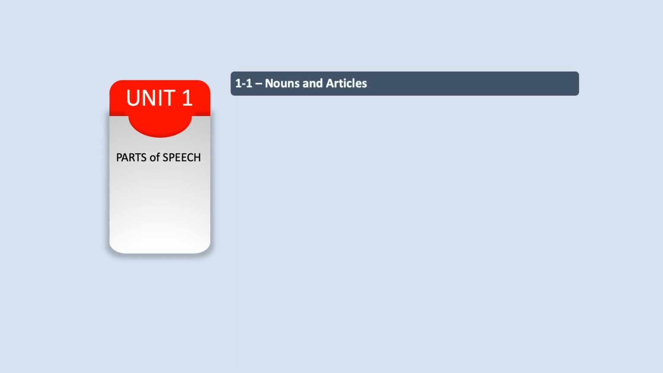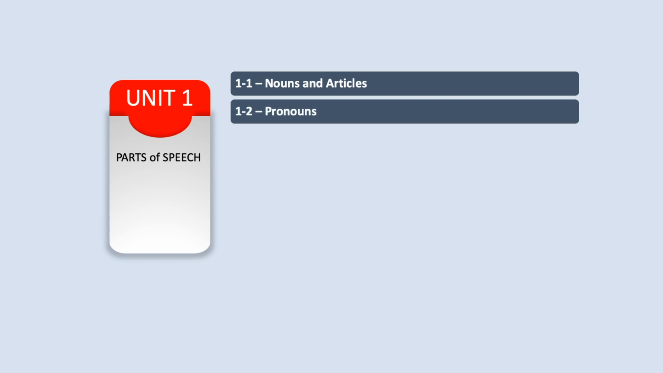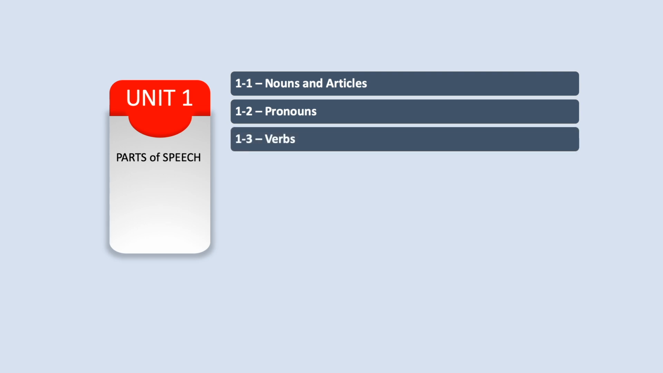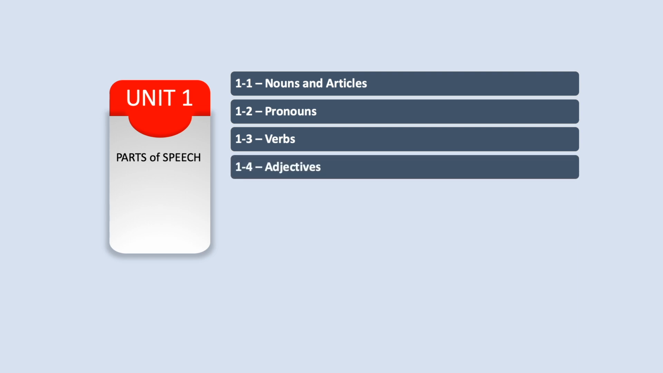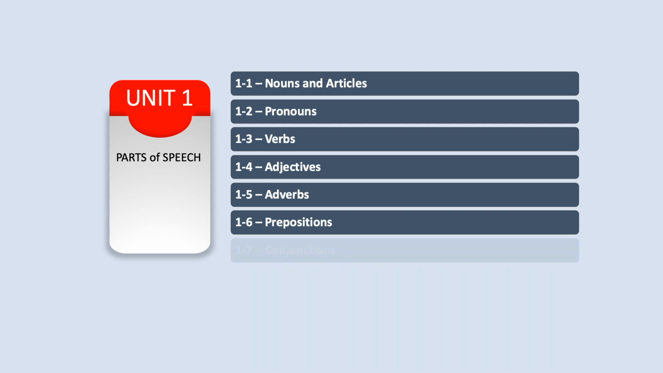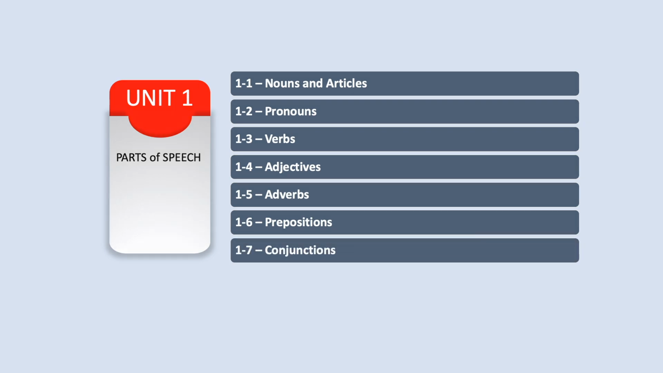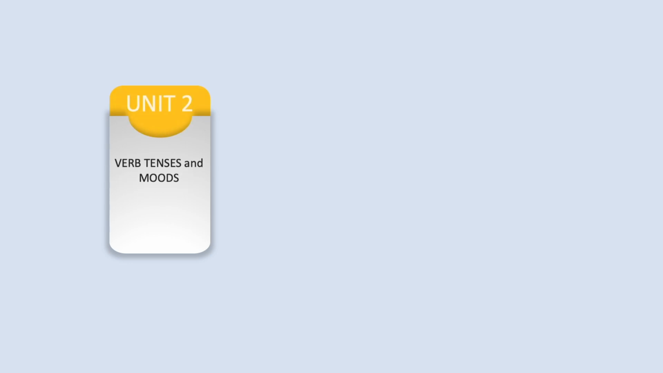We start off with Unit 1 on the parts of speech, the very basics and fundamentals of the Spanish language. We have nouns and articles, and there will be several different lessons on pronouns, because there are many different types of pronouns to cover. We then have a very basic summary of verbs. Later on in Unit 2 and Unit 3, we will discuss verbs in a lot more detail. We have several lessons on adjectives because there are also several different types of adjectives to address. Adverbs, prepositions, and conjunctions.